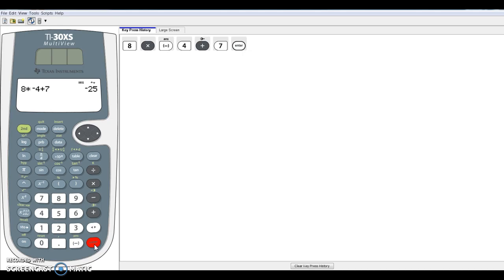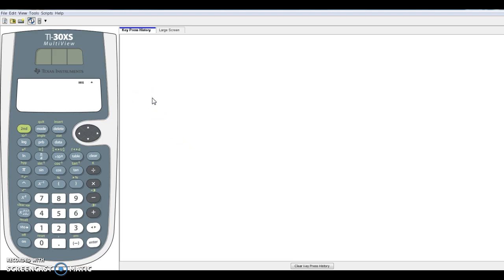Now, I want to do a few more order of operations problems that are not on your calculator sheet that I think is very important. So let me just clear this out. Okay. And we will also clear our history here as well. I want to show you the difference between with the parentheses and without the parentheses.